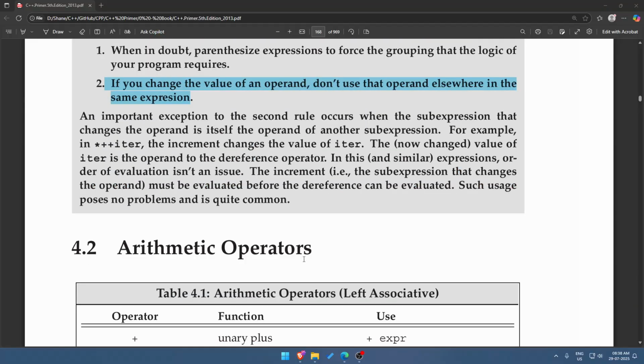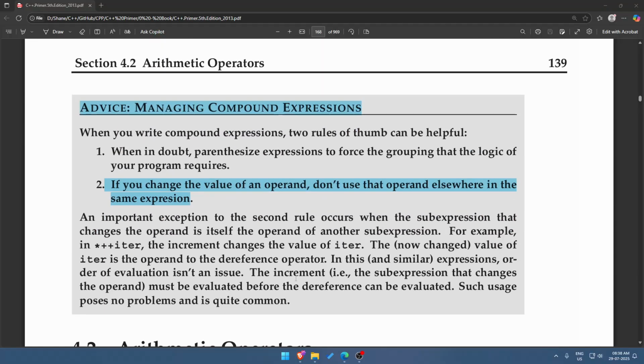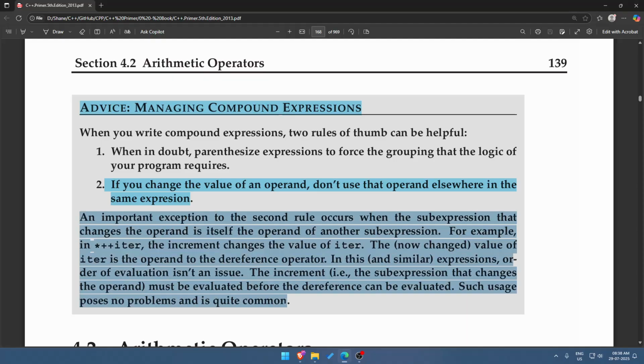Okay, the increment sub-expression must be evaluated before the dereference can be evaluated. Such uses pose no problem.